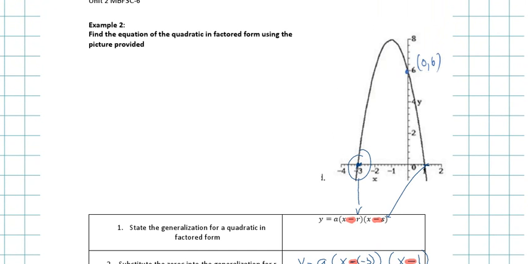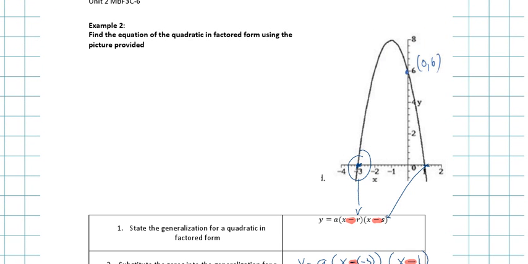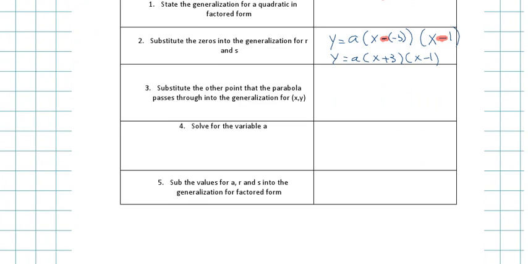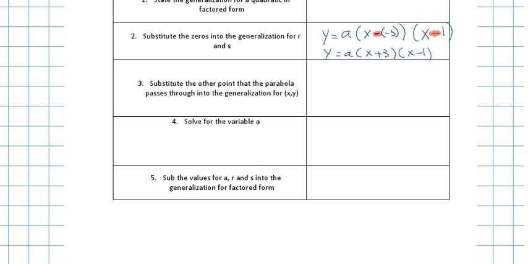Want me to use 0 and 0? It's not on your graph. Your graph is right here. 0, 0 is right here. So let's plug in 0, 6. So the point is 0, 6. So I plug in 0 for x, 6 for y.